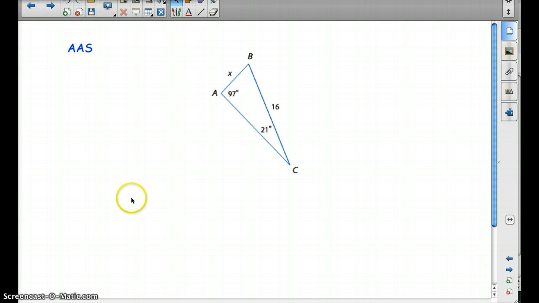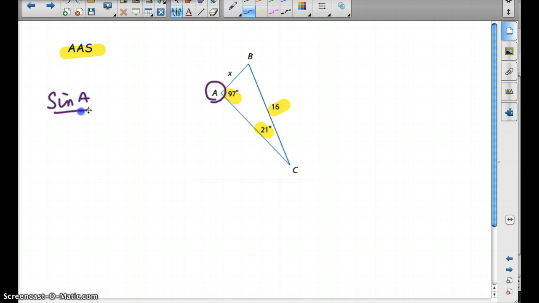So the first example is we can use this theorem when we have angle, angle, side. So when you're given two angles and a side, you can use the law of sines. So we're going to go ahead and set this up here. We have angle A, so we can use the sine of A over the opposite side, little a. And then we can also use the sine of C over the opposite side, in this case would be little c. And so let's plug this in.